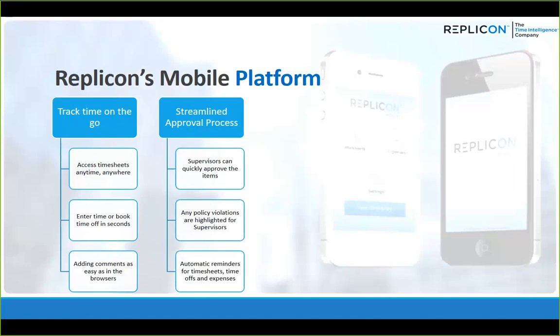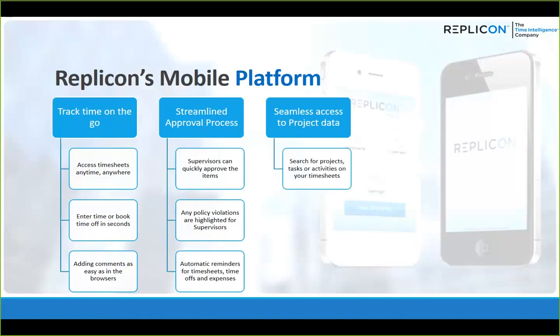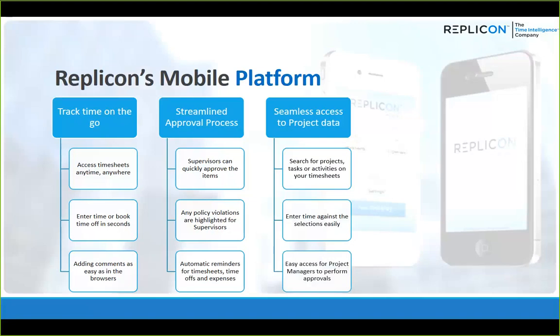And then you have automatic reminders for timesheets, time offs, and expenses. You have seamless access to project data, so you can search for project tasks or activities on your timesheet. You can enter time against the selections that you've made easily without any hassles, and you have easy access for project managers to perform approvals. So if you're a project manager, you will have dashboard access within the mobile app, which will allow you to approve the timesheets and have a quick view, as the supervisors can have.